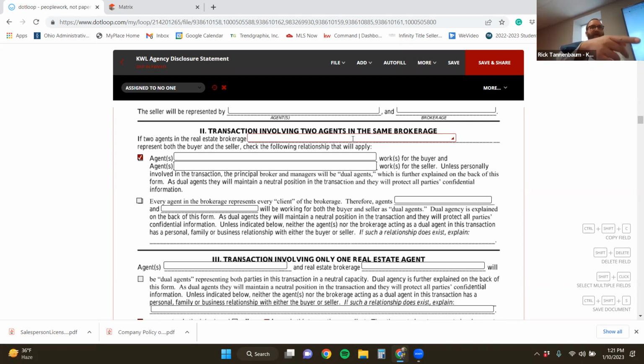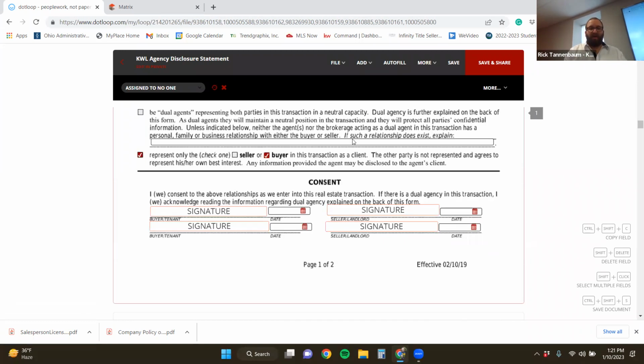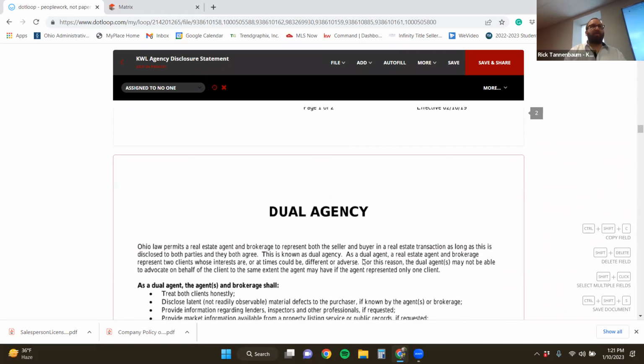So if Barbara is listing Danny's buyer, you guys are not dual agents, but if there's a conflict that the broker needs to be brought into, I'm a dual agent at that point. So this page would be important anytime there's a dual agent, whether it's you or the brokerage.